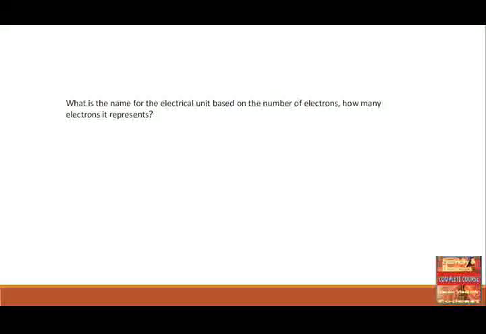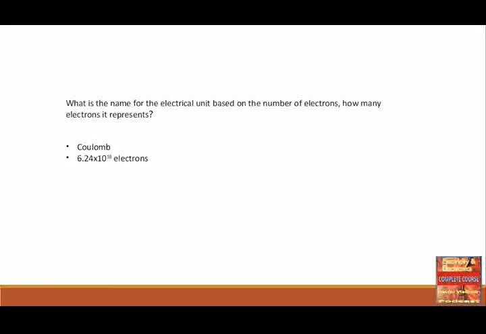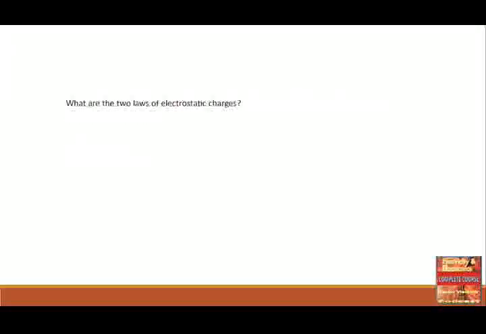What is the name for the electrical unit based on the number of electrons? How many electrons does it represent? That unit would be a coulomb, and it would represent 6.24 times 10 to the 18th power of electrons.